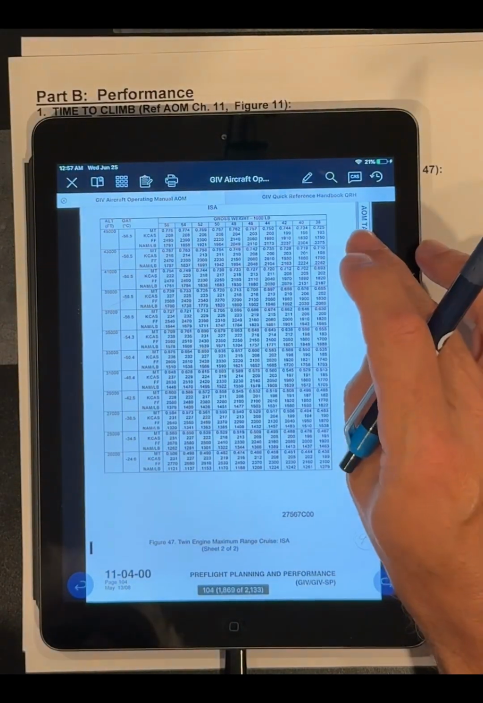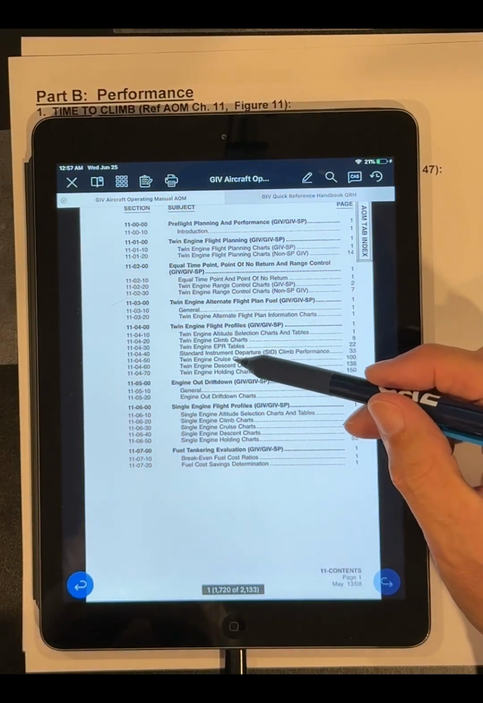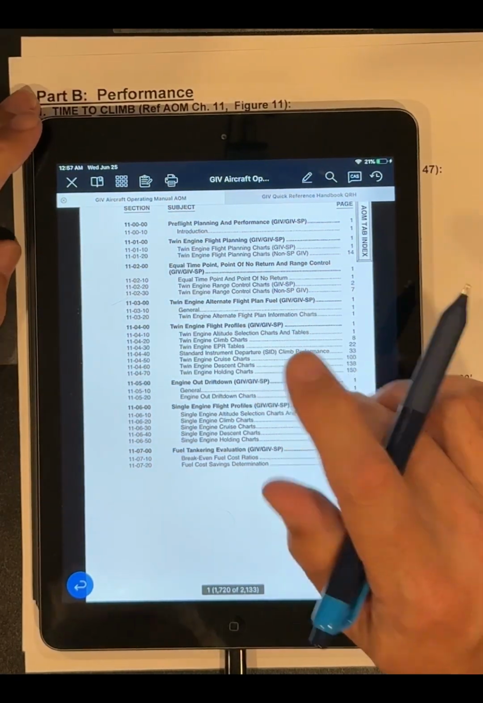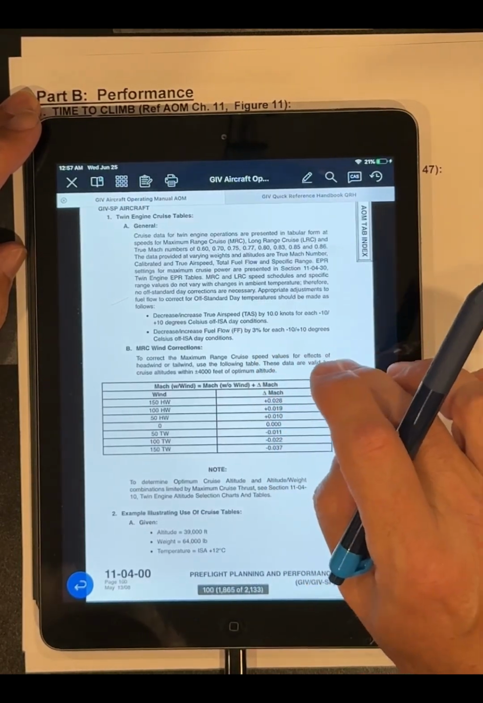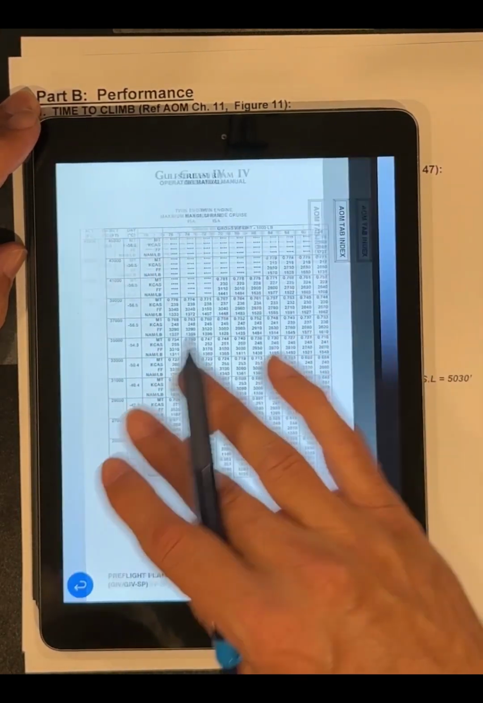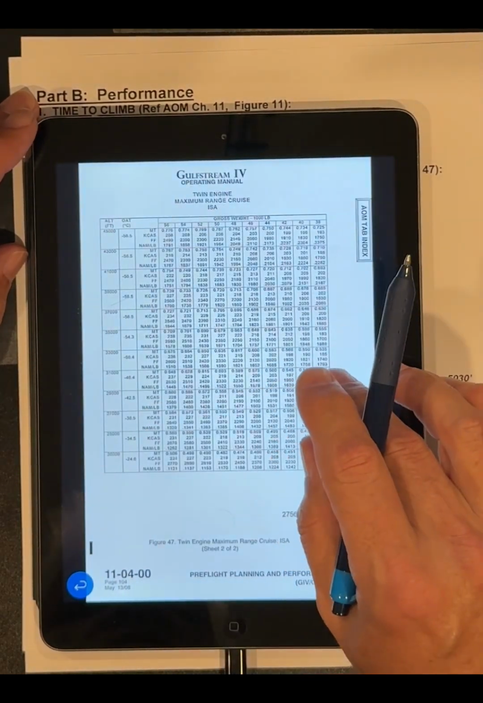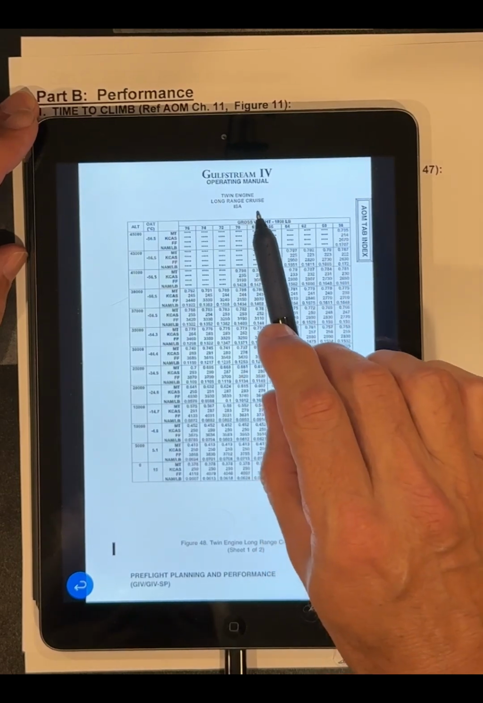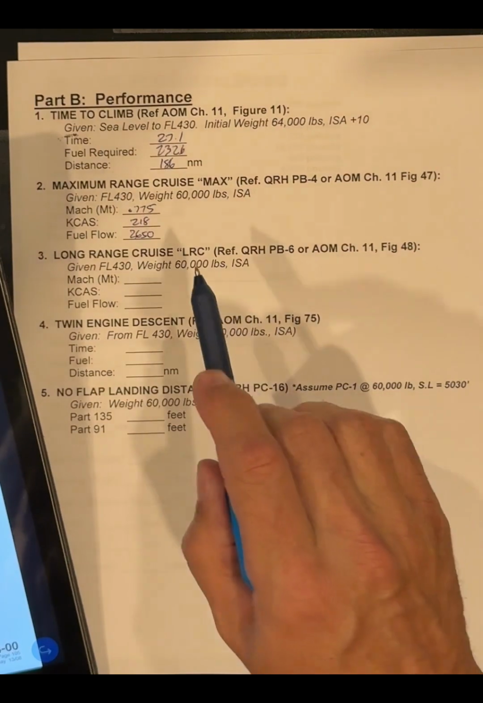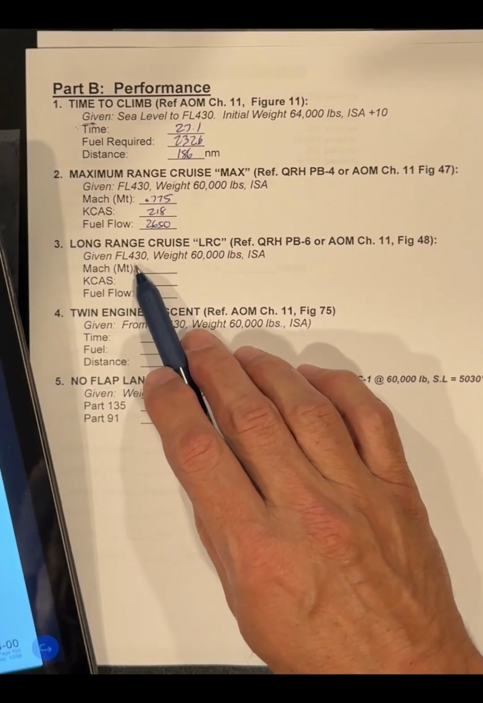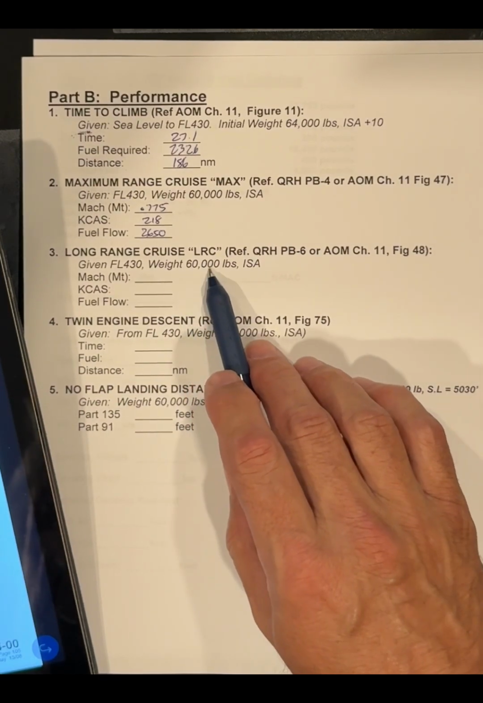Pull up the operating manual, find the tabs, chapter 11, and we are looking for what? Twin engine cruise charts, right? So we're still here, twin engine cruise charts. Let's push this stuff over. And there's maximum range cruise, right? Maximum range cruise. And if you continue on, here's long range cruise. Long range cruise at ISA. What are we looking for? 43,000 feet, 60,000 pounds at ISA.